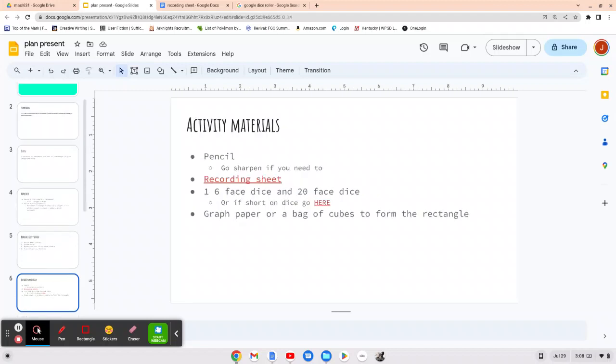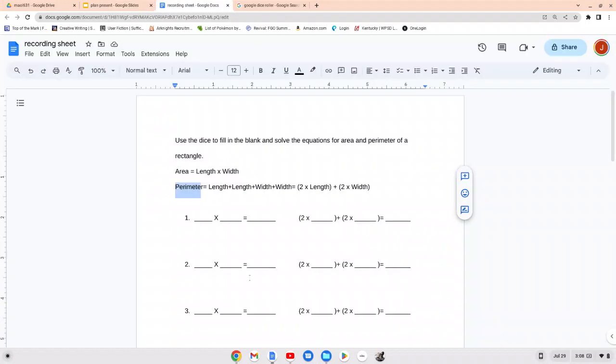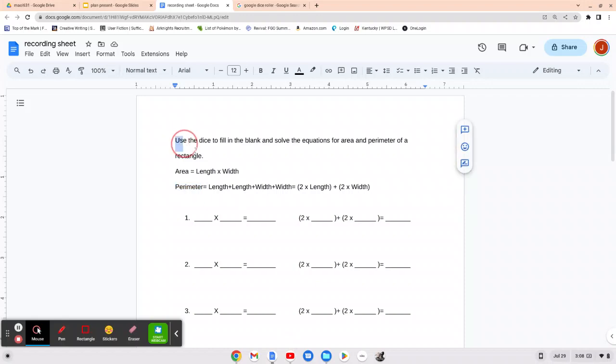And moving on, activity materials. Every student should bring a pencil. Tell them to go sharpen it if they need to. How many times do we have to tell them to go sharpen their pencil? Then the recording sheet, which is brought up here. It has the general instructions for the activity.